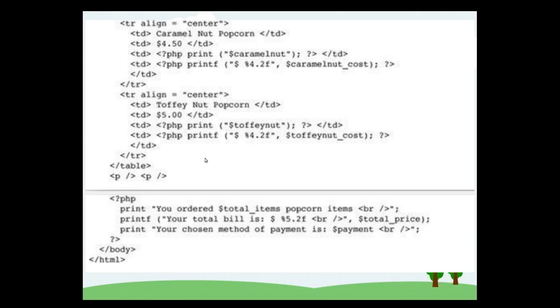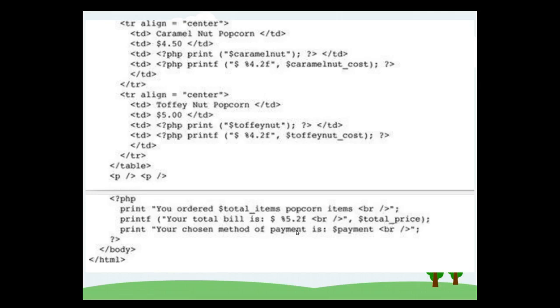And finally, you can see some print statements to display the information of total cost and total number of items ordered. So, your order total is $total_items popcorn items, which displays the total number of items ordered because it is contained in this particular variable, whose name is interpolated, $total_items, and then the total price.